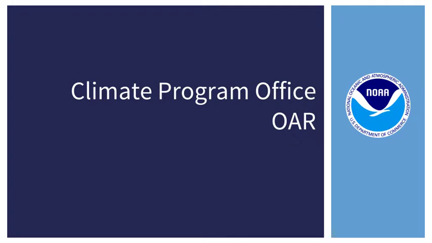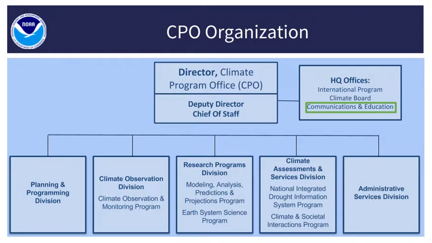The Climate Program Office. The Climate Program Office, or CPO, has many divisions. Education is located in the headquarters office in the Communications and Education team. The Communications and Education team manages a diverse portfolio of projects, products, and partnerships, all designed to promote climate literacy.